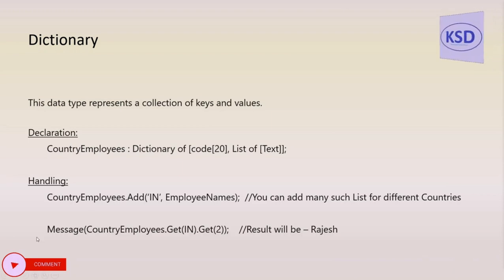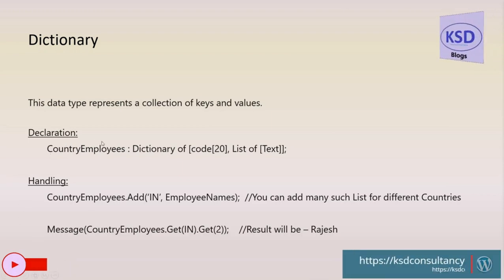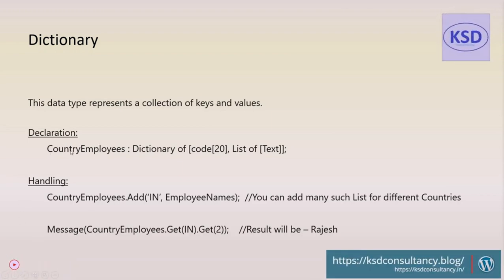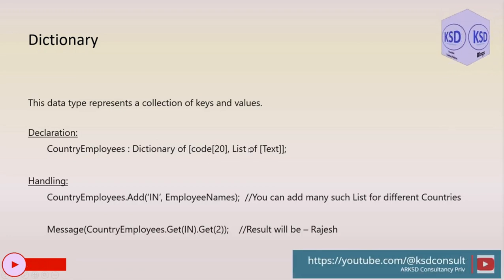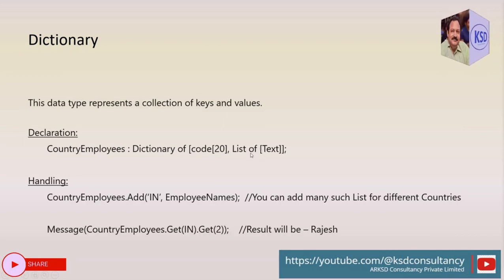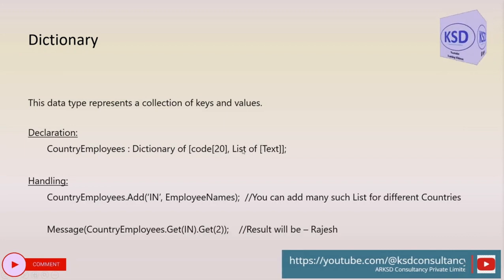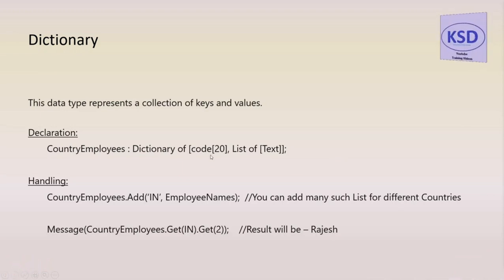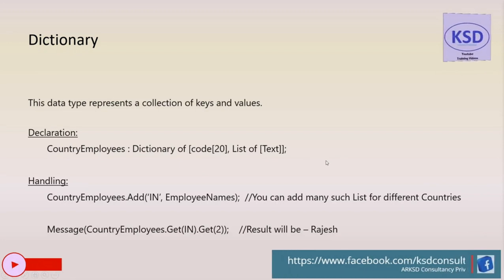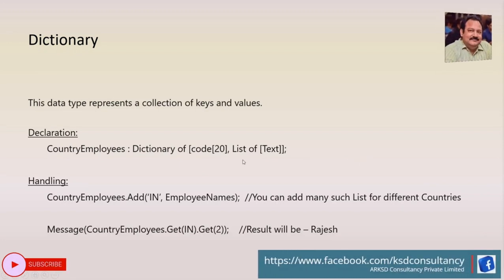So basically, when you declare, like I'm defining a country employees, it is a dictionary of code 20, meaning this will be a key, and list of text, meaning your list type, where multiple names will be there. For example, in India, there is Sanjay, Ravi, Suresh, Ramesh, etc.